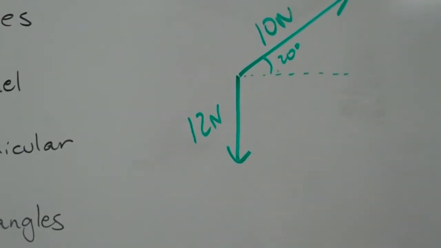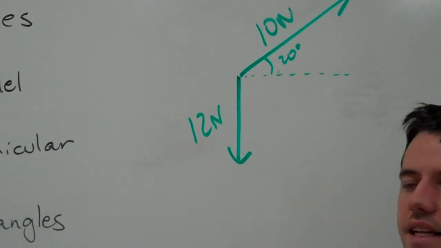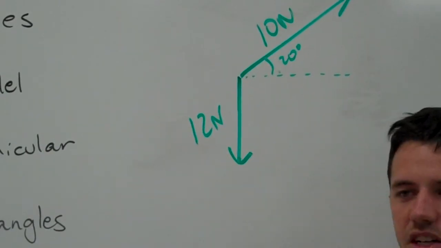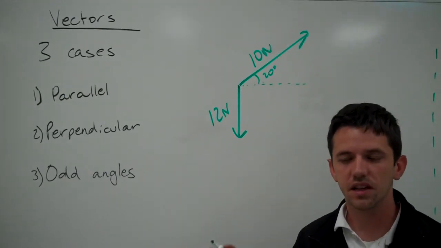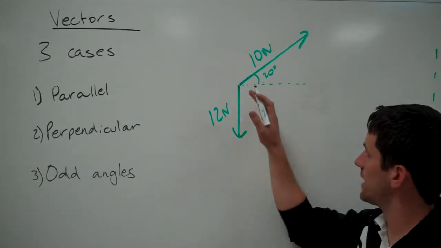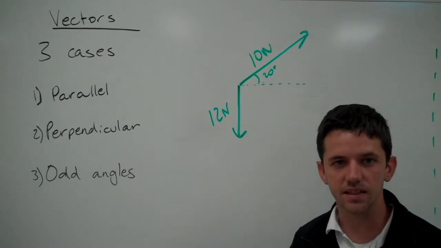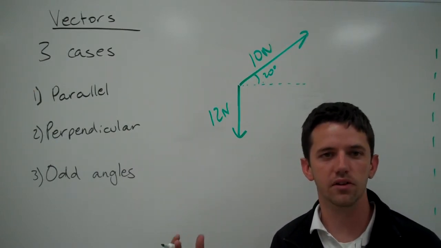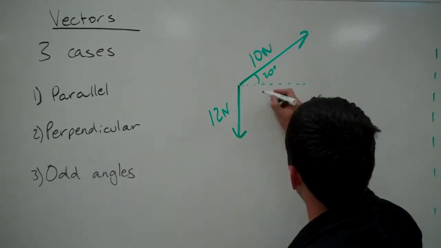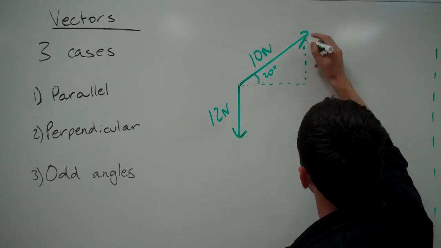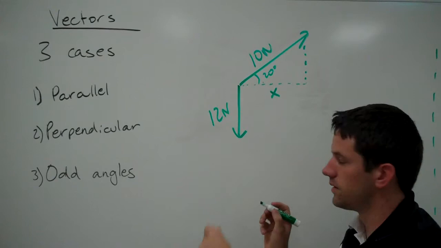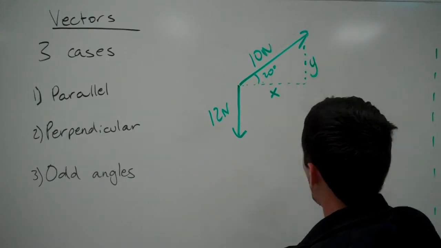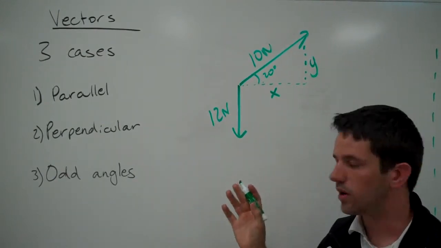Okay, so the very first thing we have to do, anytime you have a vector that is not just up, down, left, or right, that's not perpendicular to the other ones, is break down that vector into its x and y coordinates, into its horizontal and vertical coordinates. So we're going to make a little triangle out of it right here. I'm going to keep x to be horizontal, and y to be the vertical coordinates.